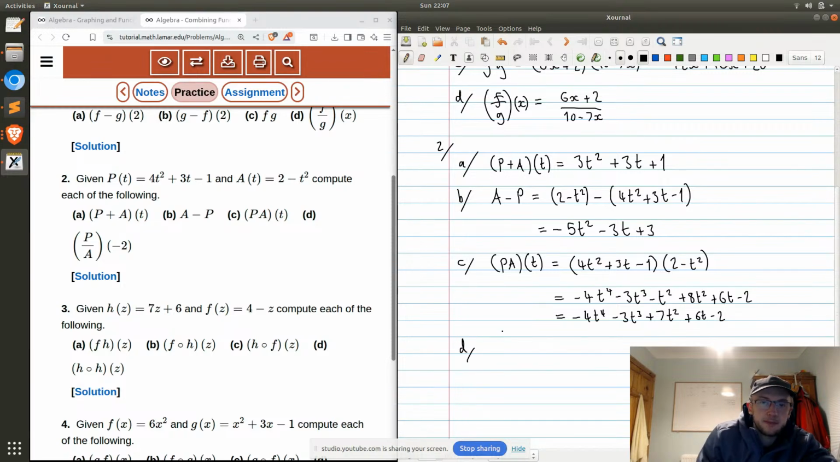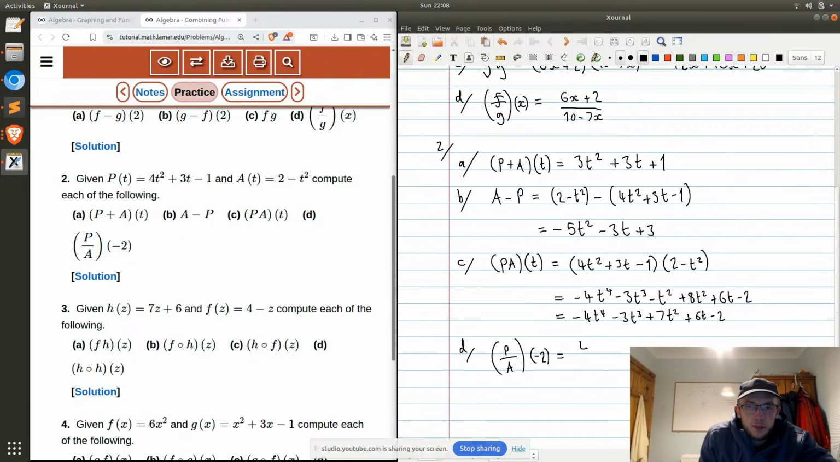For part D, we go to compute P over A of -2. So to do so, it is not asking us to do p of -2 divided by a of -2. Instead, it's asking for the quotient of the functions first, and then to input -2 into those. But as you see in this particular case, it's the same.